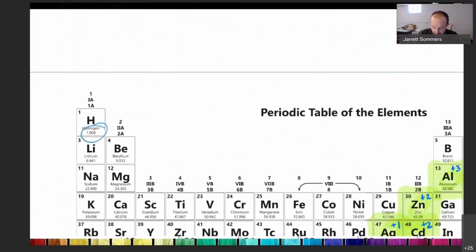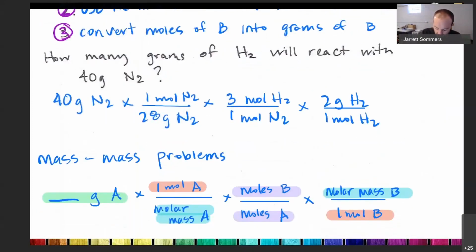Okay, and then mathematically, this is the fun part. You take 40 times 1 times 3 times 2, divide by 28, divide by 1, divide by 1. Of course, you can leave the ones out, and then you hit enter on your calculator, and if you do that, you get 8.57 grams of hydrogen.